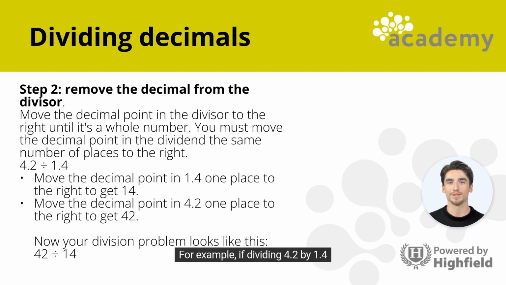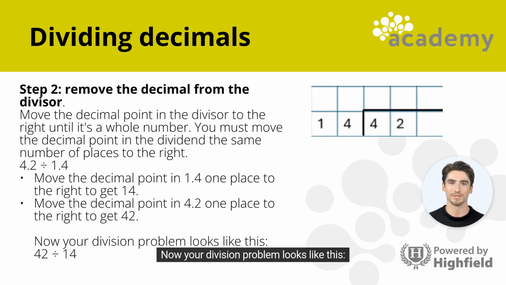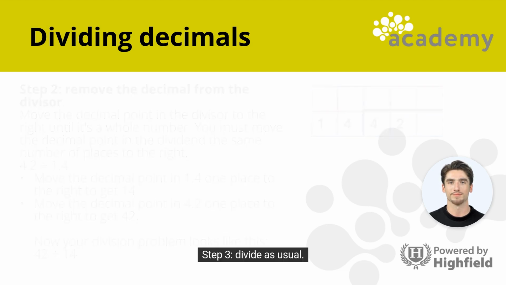For example, if dividing 4.2 by 1.4, move the decimal point in 1.4 one place to the right to get 14. Move the decimal point in 4.2 one place to the right. This gives us 42. Now your division problem looks like this. 42 divided by 14.